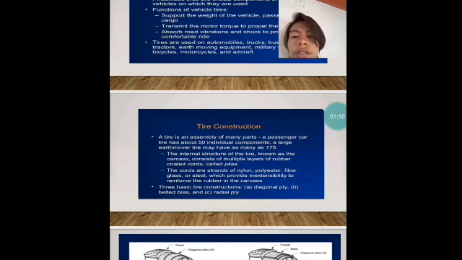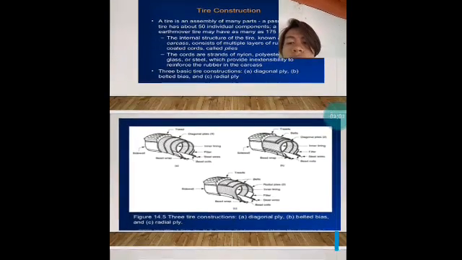Three basic tire constructions: diagonal ply, belted bias, and radial ply.